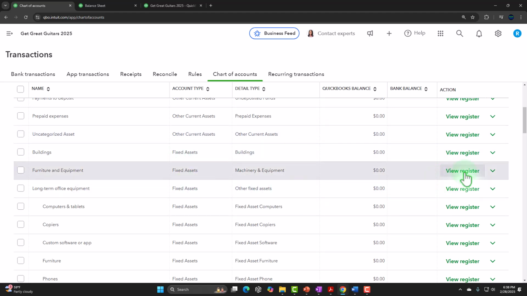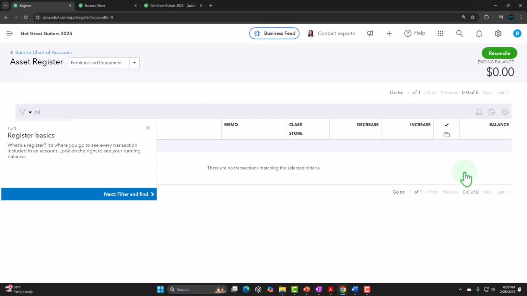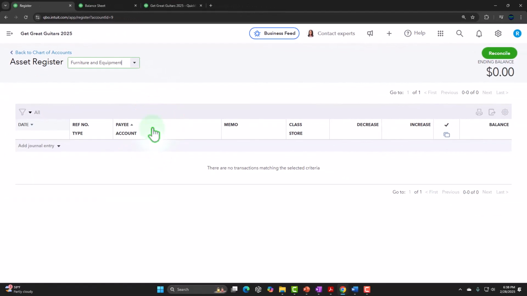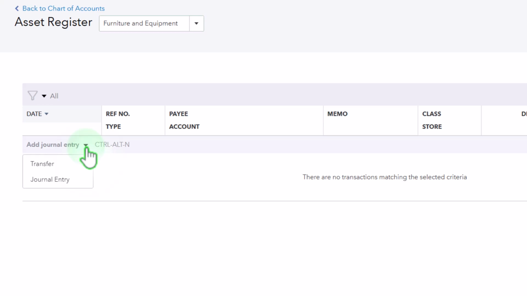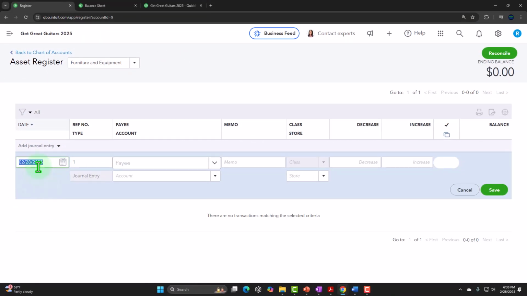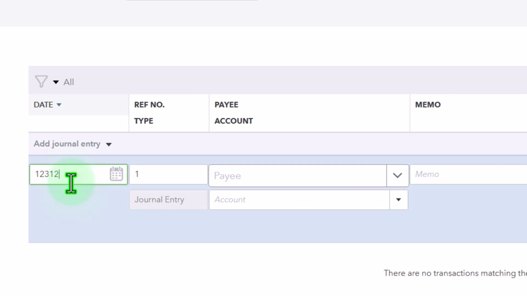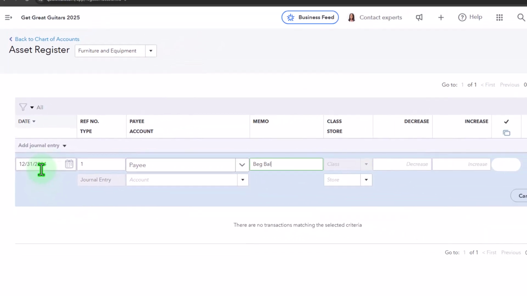Now the easy way to do a journal entry is actually to go into the register. All balance sheet accounts, except for like retained earnings, have a register. The register is similar to what you're used to on the cash account only. But this makes it a little bit easier to see the increases and decreases and not go the wrong way when you enter a journal entry. I'm going to enter a transaction, which will be a journal entry as of the cutoff 12/31/24. We'll call it a beginning balance.